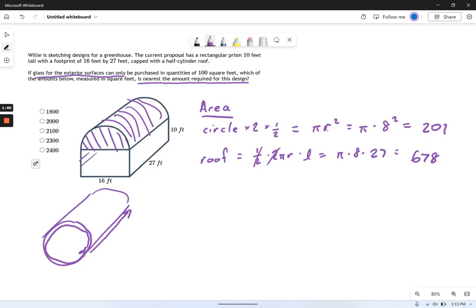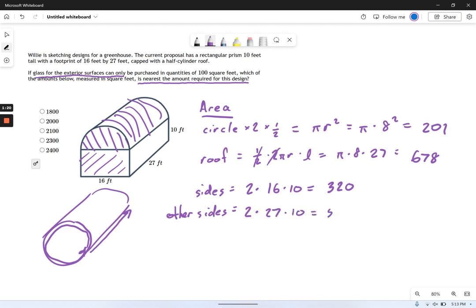And those are pretty easy. I've got, see the sidewall that I'm drawing right here? I've got two of those, the front and the back. And that's going to be 2 walls times 16 times 10 feet high each. And I can do that in my head. That's just 320. And now I've got the other sides. So that's going to be 2 of them times 27 feet long times 10 feet high. I can do that in my head. That's 540.